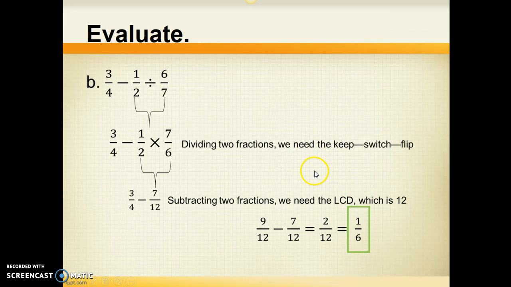You can walk through this example and let me know if you have any questions. Just remember that dividing two fractions, we need to keep switch flip. So we keep the first number, change division to multiplication, and flip the second number.